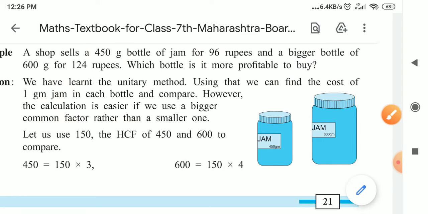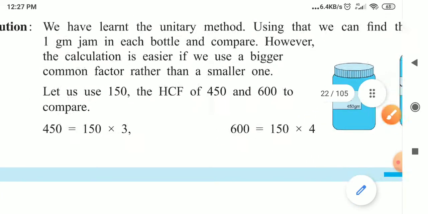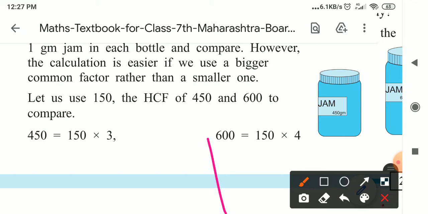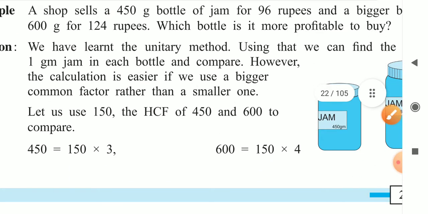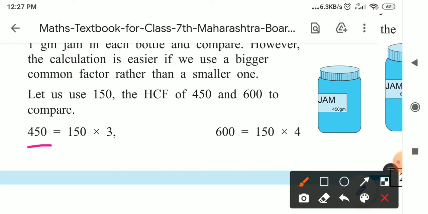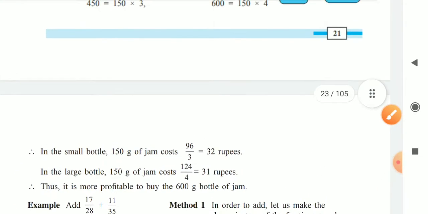If we use a bigger common factor rather than the smaller ones, bigger common factor means HCF. So how do we find the HCF, of which numbers? That is 450 and 600. So the factors of 450 are 150 threes, and of 600, 150 fours. So here now we got its factor.